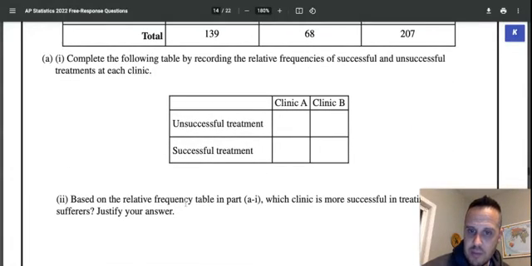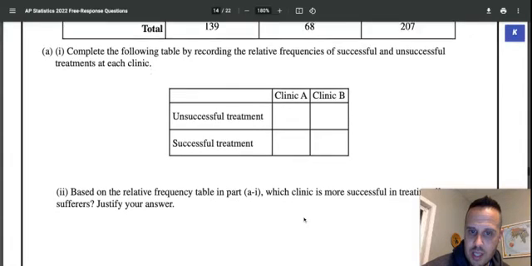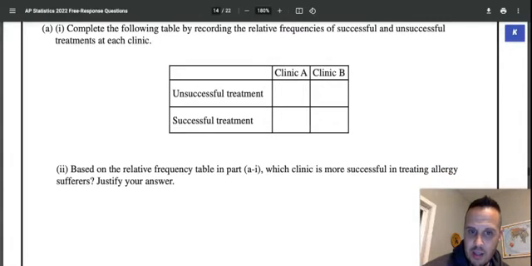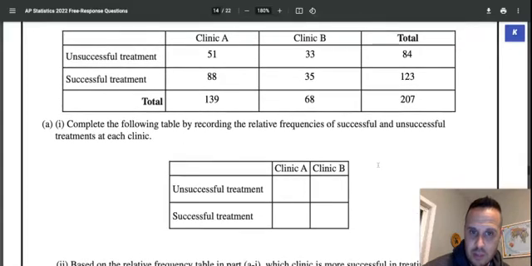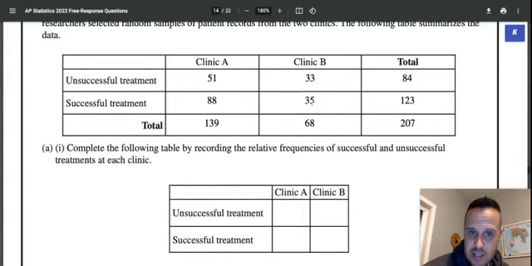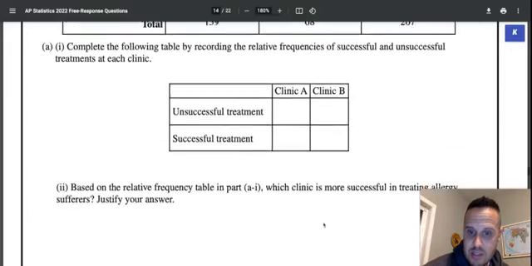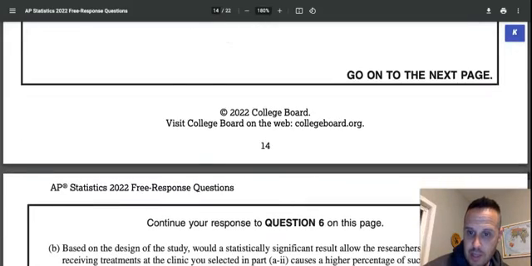Based on the relative frequency table in parts A through AI, which clinic is more successful? So successful, this is just over 50% of the time. This one is well over 50% of the time. So Clinic A is the one that seems to be more successful, okay?